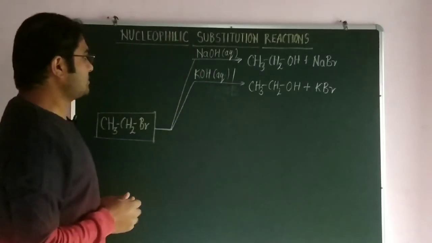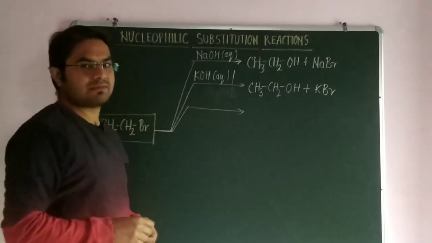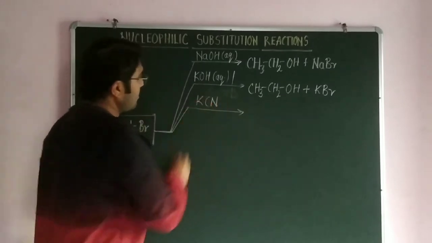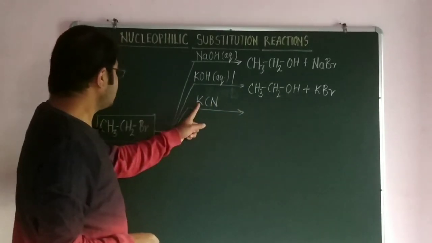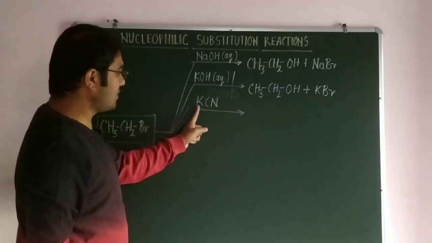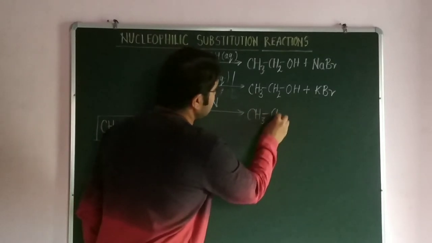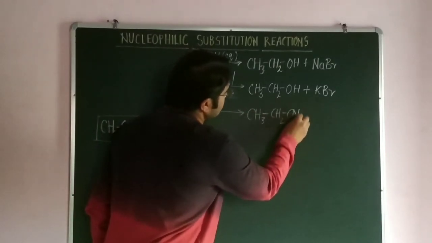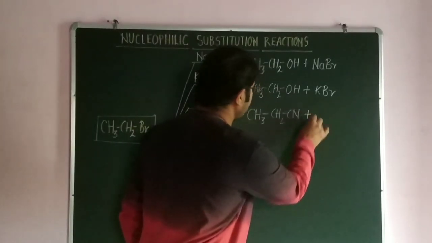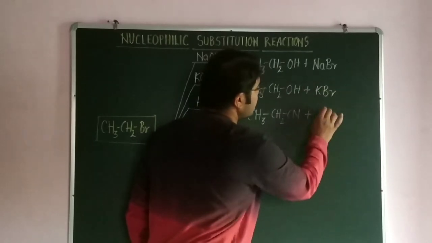Now the next substitution is by cyano group, and the formation of cyanides. For that we use alcoholic medium of potassium cyanide. In this, KBr is formed as a byproduct, and CN is introduced on the carbon side and it forms CH3CH2CN. So this is another nucleophilic substitution reaction of haloalkane, formation of cyanides with the elimination of KBr, potassium bromide.